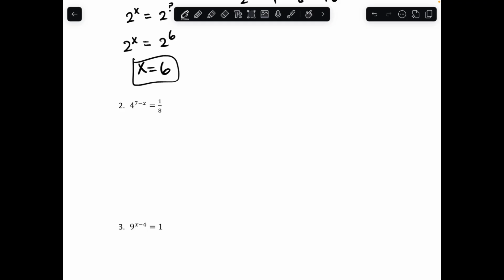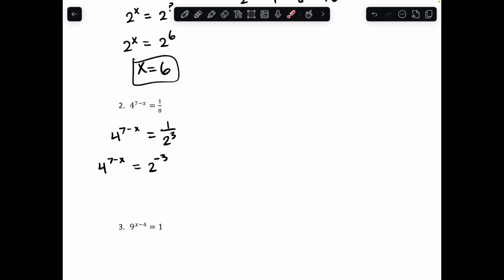And so we can write 4 to the 7 minus x power is equal to 1 over 2 cubed. But I still don't want to have this fraction, so I can move the 2 cubed into the numerator by putting a negative sign on the 3. So this then becomes 4 to the 7 minus x power is equal to 2 to the negative 3 power.